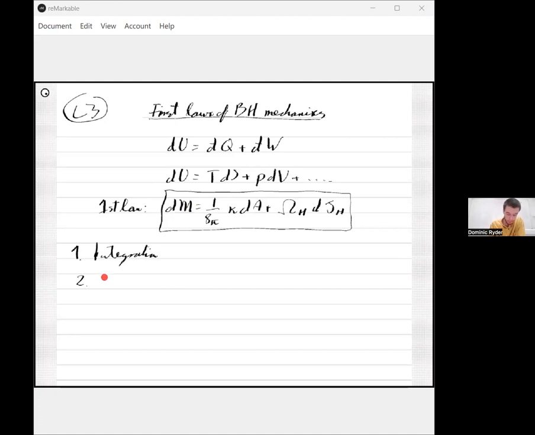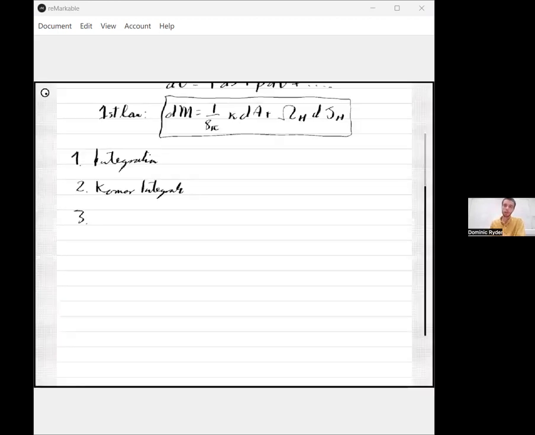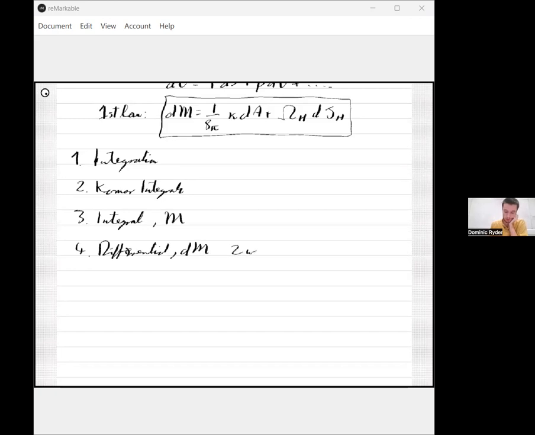2 is going to be Komar integrals. And 3, we're going to derive a form of the first law, which I refer to as the integral form, which doesn't look like this and refers to absolute quantities like M rather than dM. And then we'll finally derive the differential form. And we'll do that 2 ways if we have time. Let's see. Okay. Let's get into it.